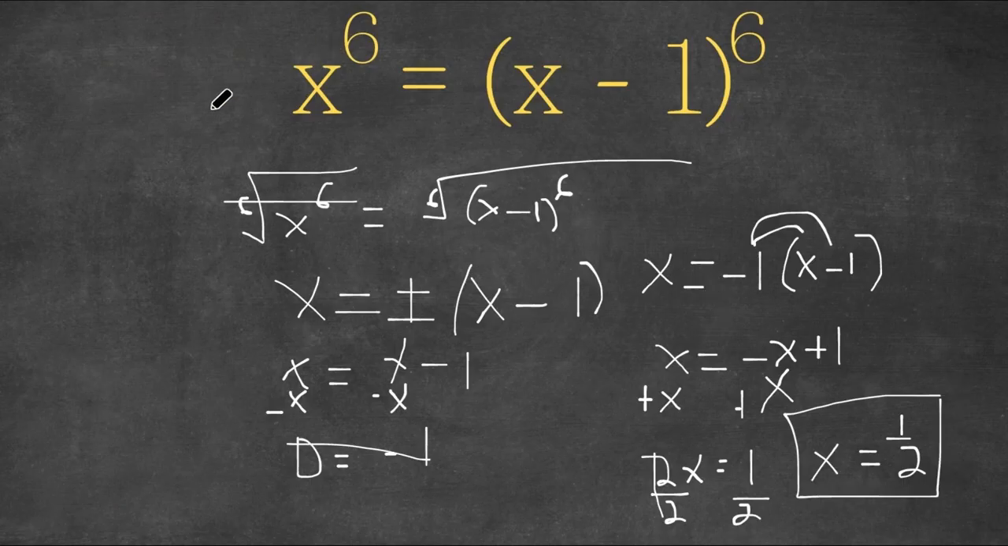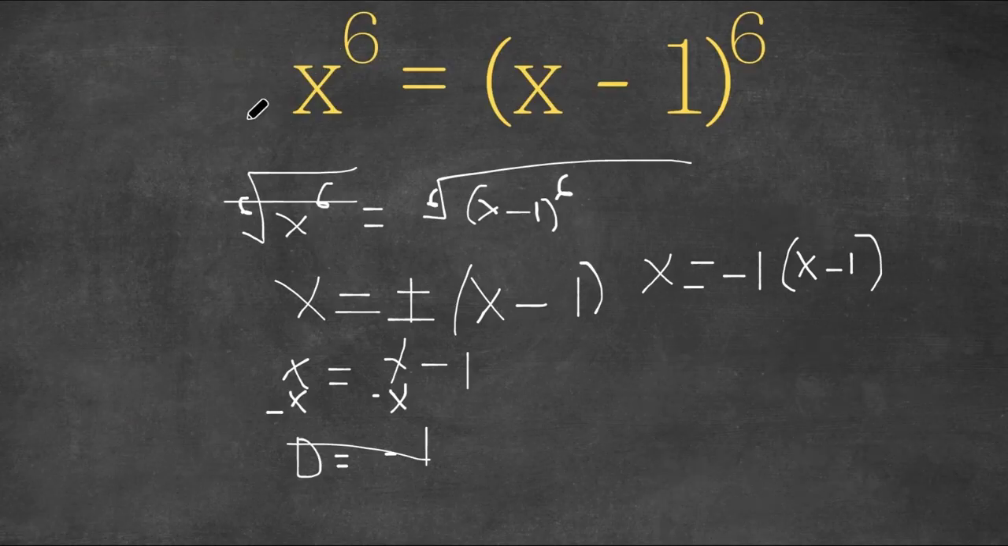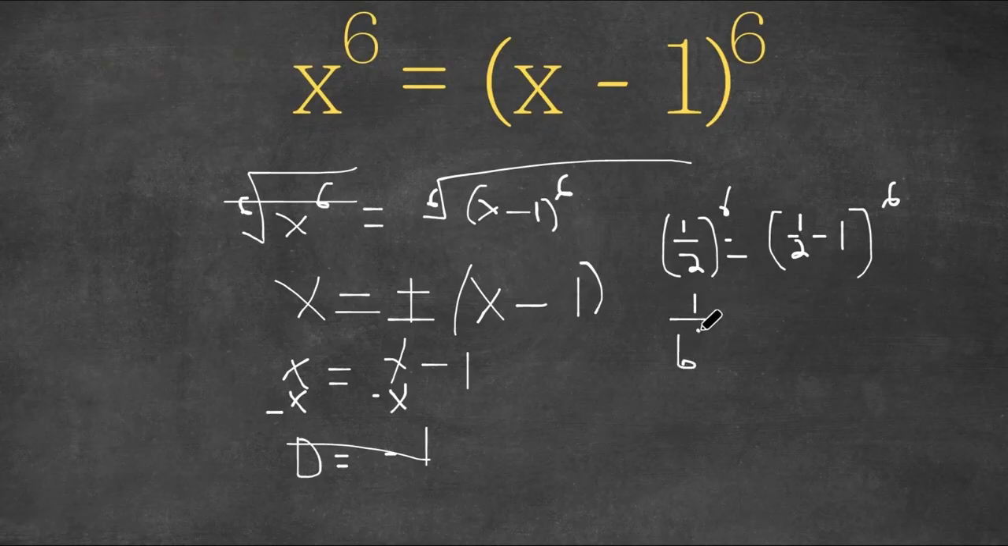Now let's check to see if it works. Why don't we plug in 1/2 into our equation here? So this is going to be 1/2 to the power of 6 equals 1/2 minus 1 to the power of 6. Well, 1/2 to the power of 6, that's going to be 1/64. And this equals, well, 1/2 minus 1 is simply negative 1/2.